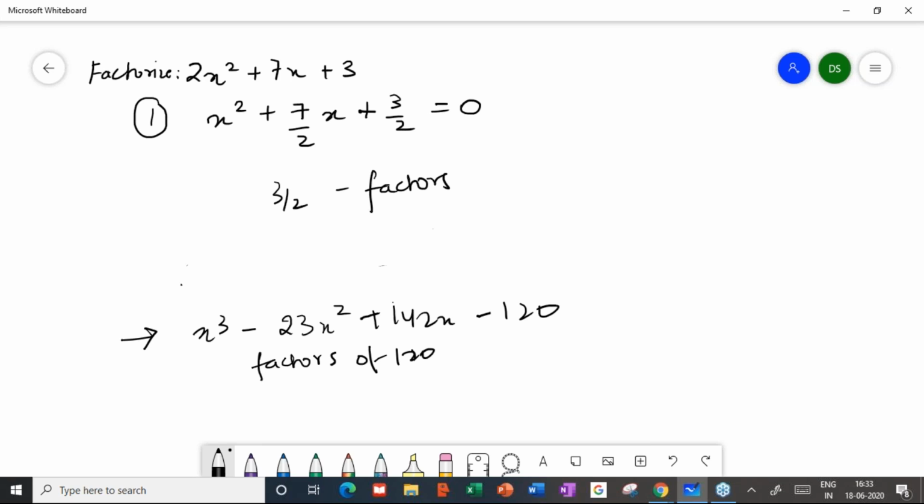Another thing to keep in mind: always when you say factors, consider plus minus. So plus minus 1, plus minus 120. Most of the time the minus part is not applicable. Most of the time you need to consider only the positive factor, but it's good practice to write plus minus 1, plus minus 120, so that there is a chance that the negative part could also be a factor.